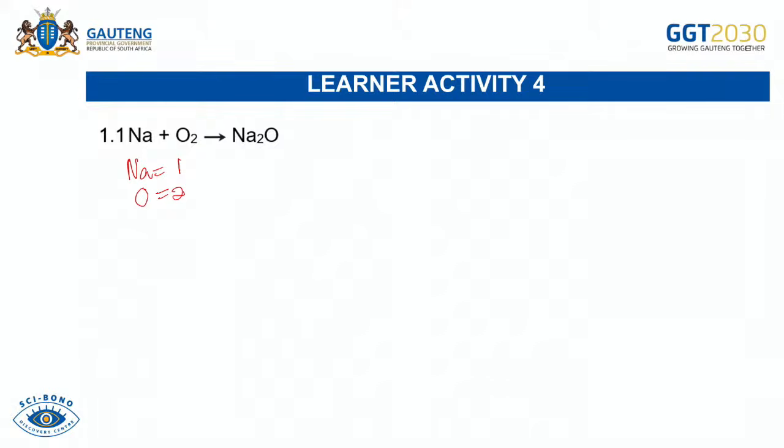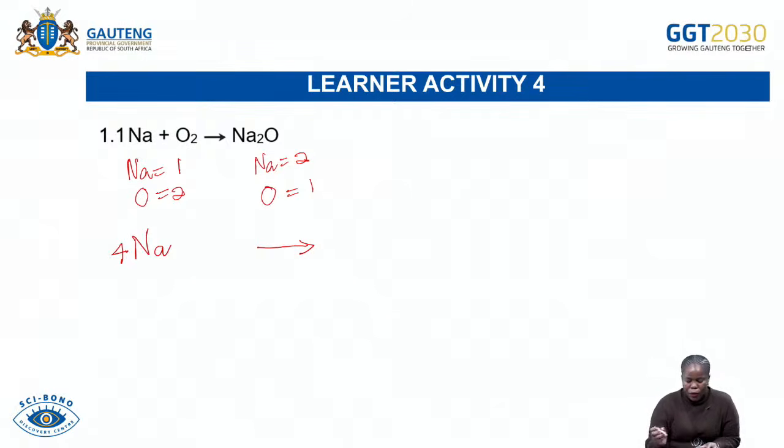Okay, and then on this side I've got, for sodium, 2, and then for oxygen I've got 1. So you ask yourself, how can I balance this then? Okay, so we can say we add 4 for sodium, and the reason why we're adding 4 atoms for sodium, remember we cannot add a subscript number, only just a number before the element.